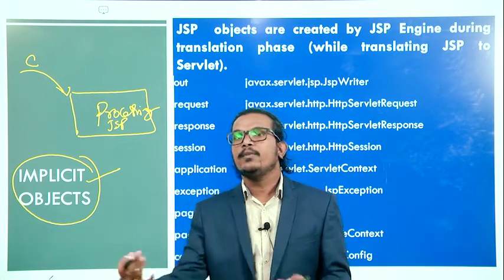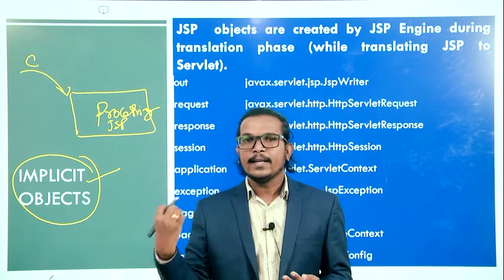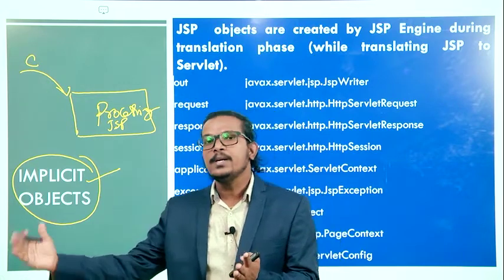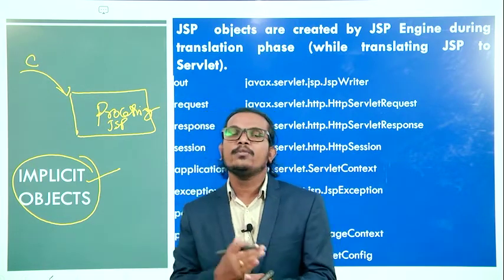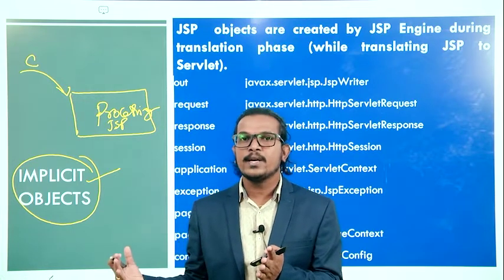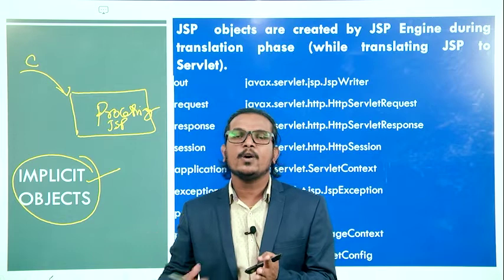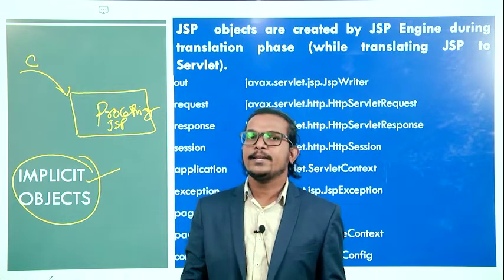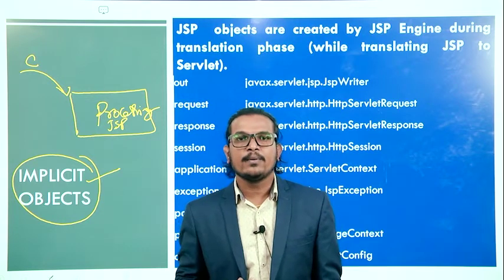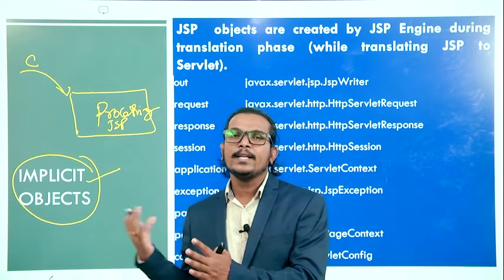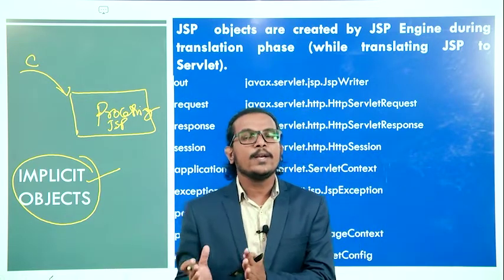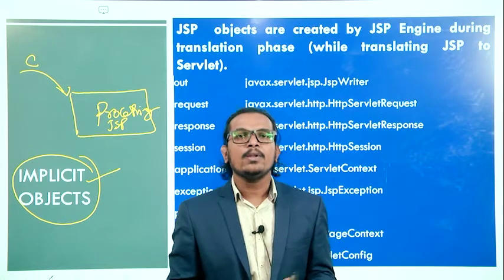Clear? So what we are doing here, we are taking the JSP code and translating it into the .java file, or converting that JSP code into the servlet file. Clear? Once the servlet file translation is over, we compile and execute that file, and then we forward that information to the requested clients.